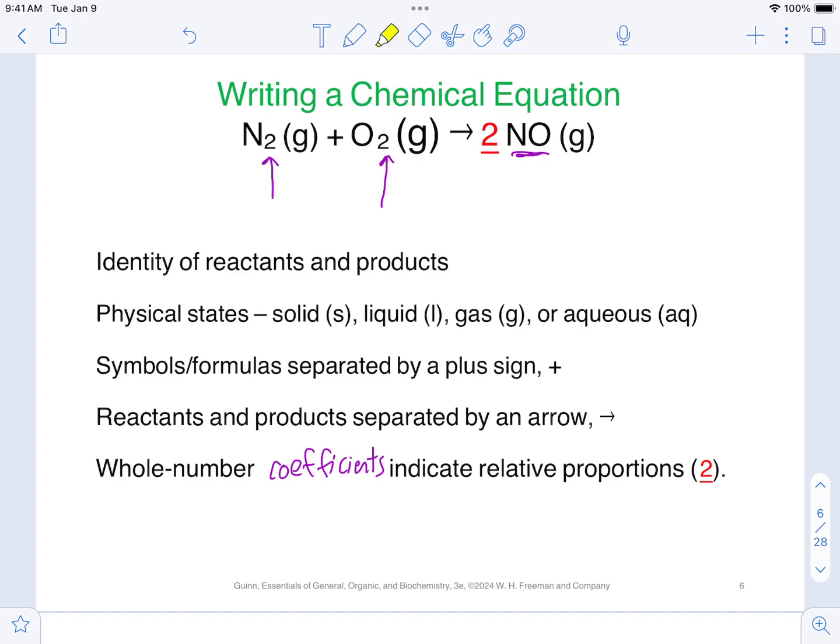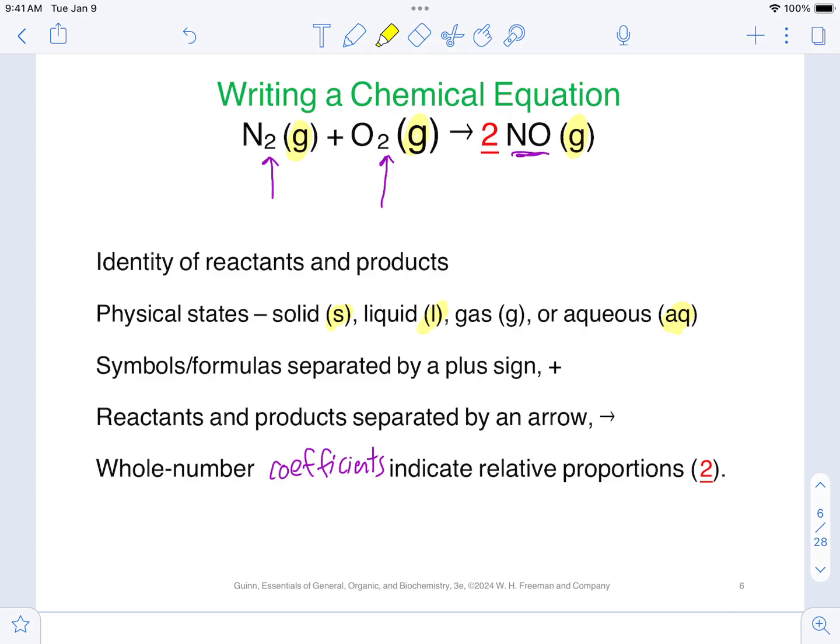Something you might notice here are these G's in parentheses after each atom. That G stands for a gas. So we have nitrogen gas plus oxygen gas, and we get nitrogen monoxide. Other letters you will see in parentheses, you could see an S for a solid, an L for a liquid, or if you see an AQ, that means aqueous. That just means something is dissolved in water.